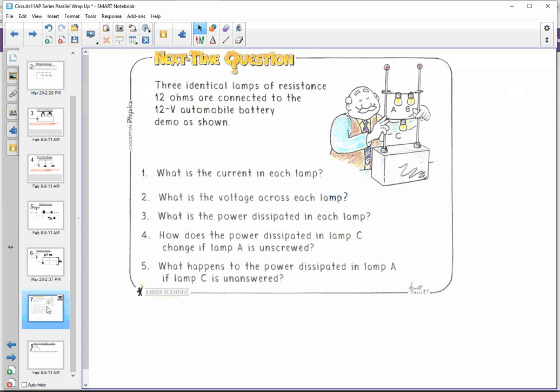Now let's try an example. This wonderful example comes out of Physics Teacher magazine. Yes, there's such a thing. Here we have 3 identical light bulbs, but now they're connected in a series parallel combination.